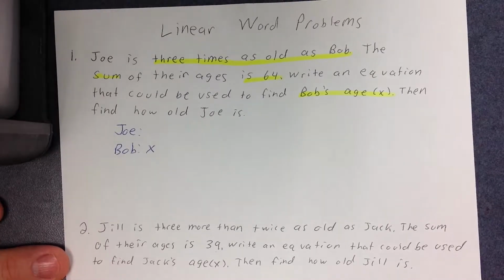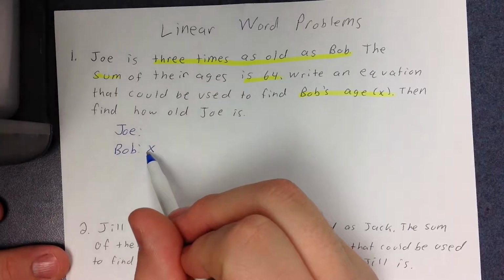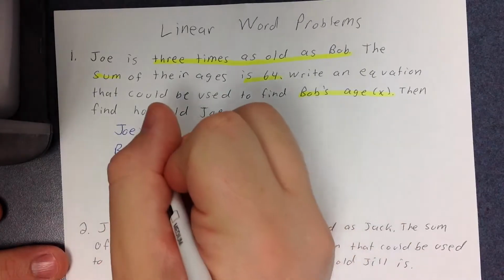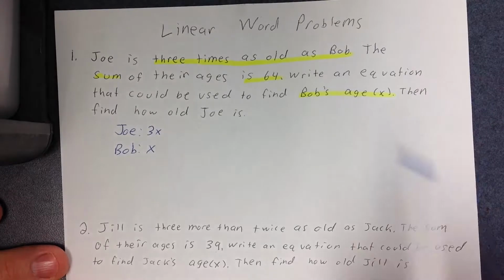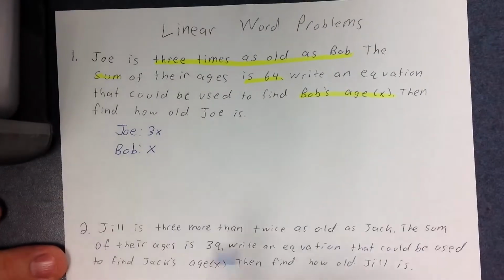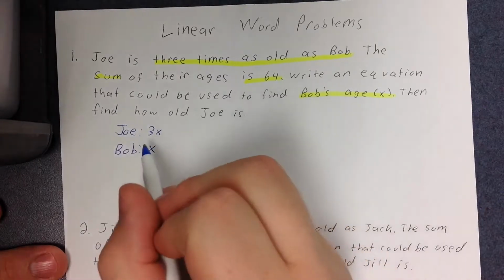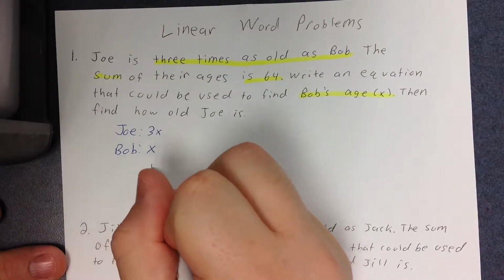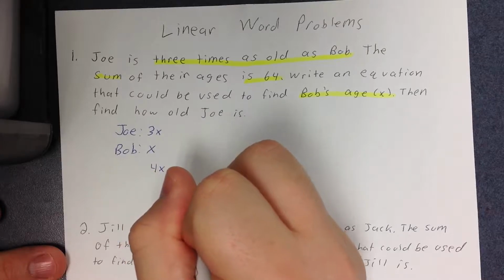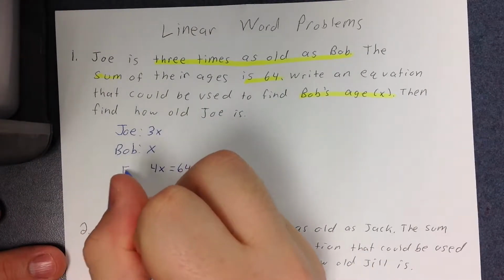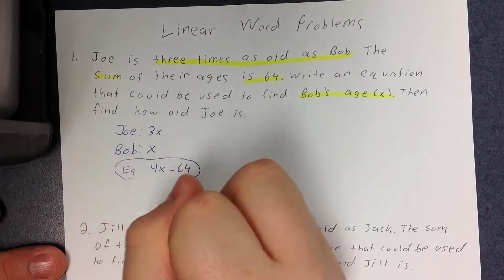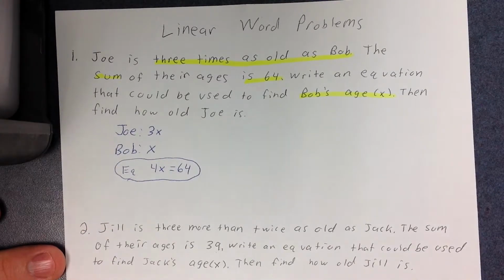Joe is 3 times as old as Bob. Well, if Bob is x and Joe is 3 times that, that means Joe is going to be 3x. It says the sum of their ages is 64. So sum means I add their two ages together. So 3x plus x is 4x equals 64. So this part here would be my equation, 4x equals 64.